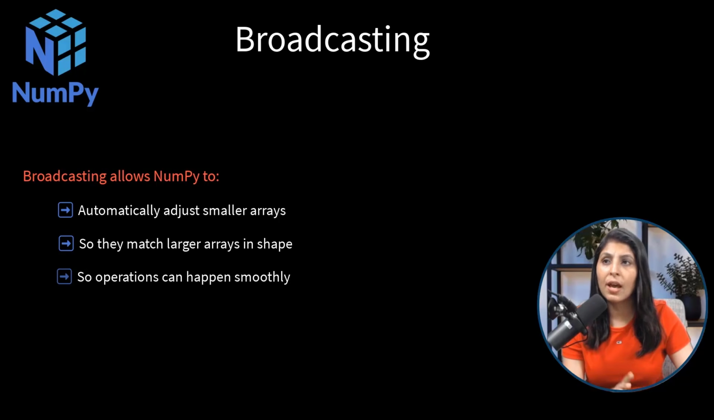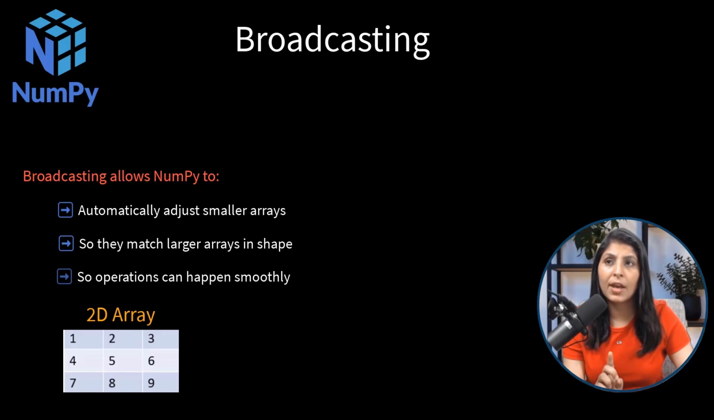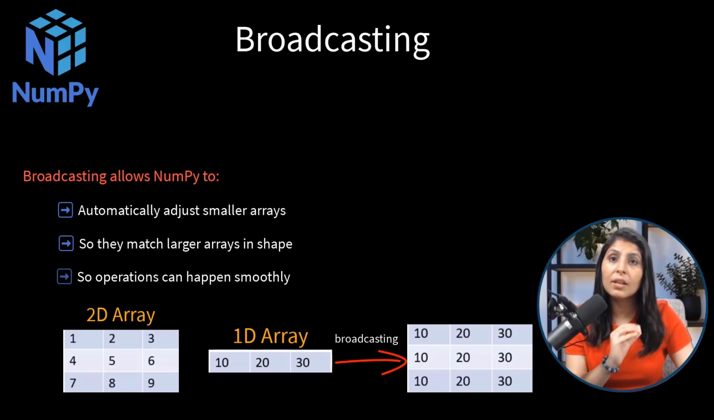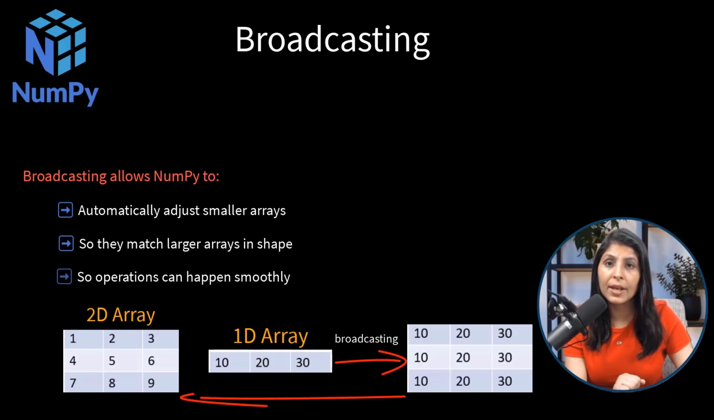So suppose we have this 2D array where we have 3 rows and 3 columns. And we have another array which is a 1D array, meaning all the elements are in a single line. Now, with the help of broadcasting, NumPy can expand this 1D array into a 2D array so that it can match the shape of the 2D array, and then element-wise operation can be performed easily without manually reshaping the arrays.